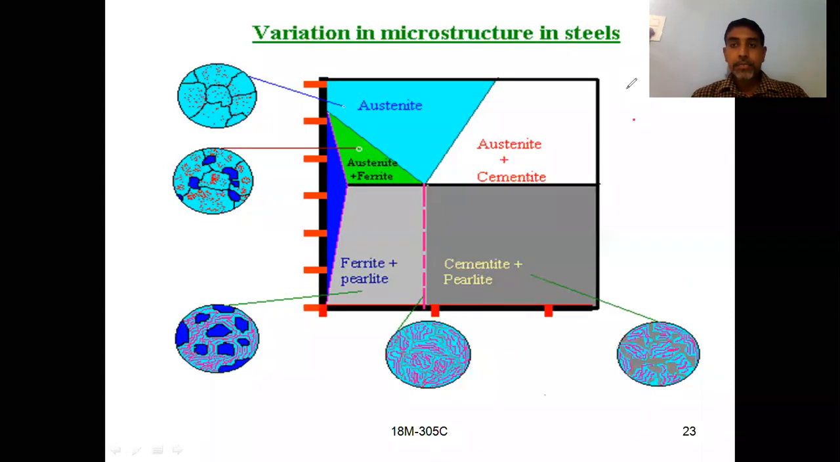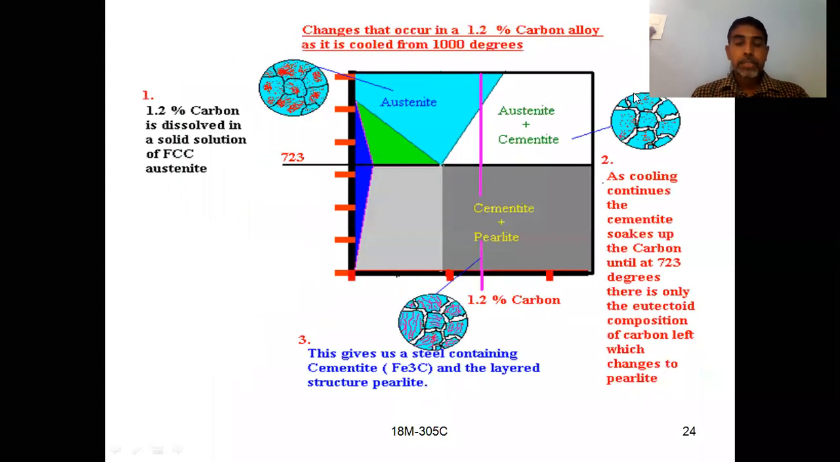And if you see here, if you observe this one, austenite, how it changes. I am considering 1.2% of carbon, and this 1.2% of carbon is dissolved in a solid solution of FCC, in austenite. So if you observe this one, it is austenite.